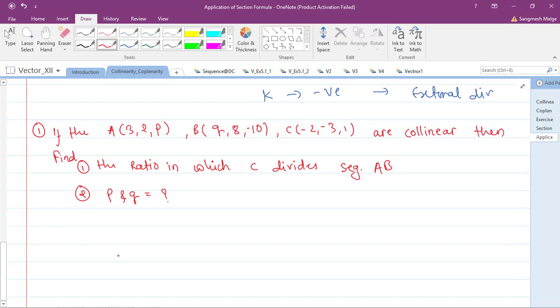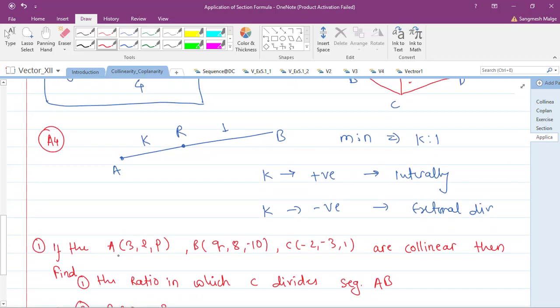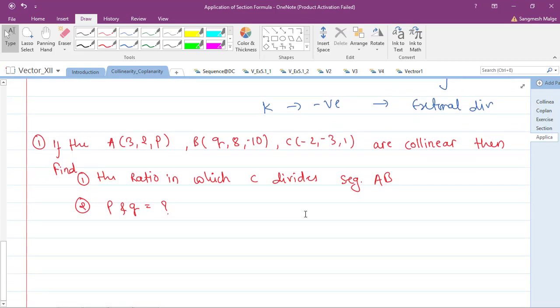As this is application number 4, or trick number 4, if you have an unknown ratio, it's always good to consider it is dividing in the ratio k is to 1. So let's consider the same thing. This is point A, this is point B, and let's say C is somewhere here, dividing in the ratio k is to 1, and let's make use of the formula.